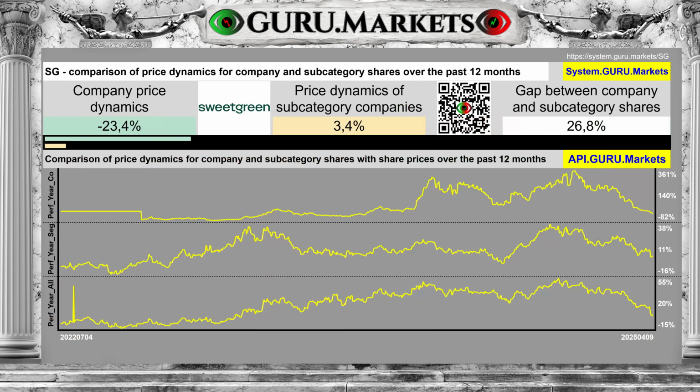Comparing the dynamics of the company's share price Sweetgreen Inc. and subcategory shares, we can see that over 12 months the company's shares showed a dynamics of -23.4%, against price changes in the subcategory of 3.4%. This does not clearly indicate anything, but we must keep this fact in mind.